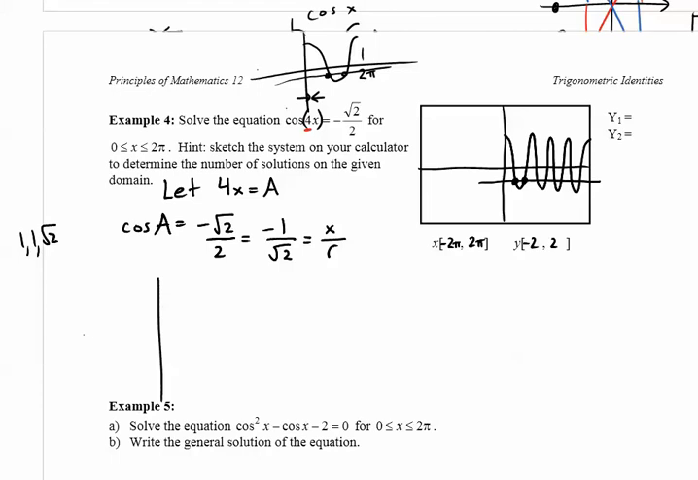So x is negative. I'm on the negative part of the x-axis at a 45-degree angle. There's 2 possible triangles where both the sides are the same. Okay, so each of these triangles has a 45-degree reference angle. So how many 45 degrees do I have? 1, 2, 3 pi over 4.